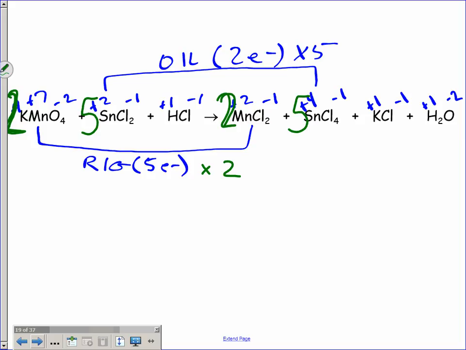Now, I'm going to change my color so that you know I'm doing something different. Now, I'm done balancing charge. I need to balance atoms. Step by step, let's walk through this. How many potassiums do I have? 2. How many do I have on that side? 1. What do I need to do?